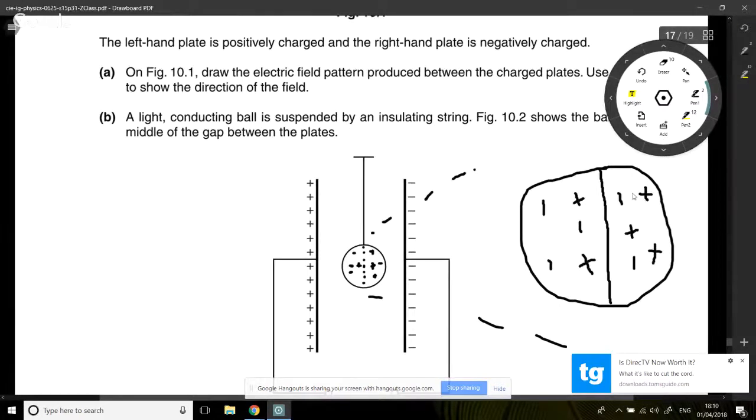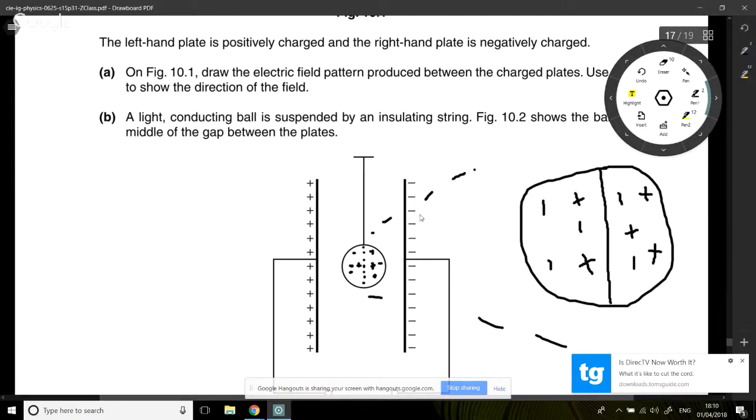Basically what you want to show is that one side has an overall net positive charge, and the other side has an overall net negative charge. So the right-hand side has an overall net positive charge. The left-hand side has an overall net negative charge. However, the overall charge of the entire ball is still the same.